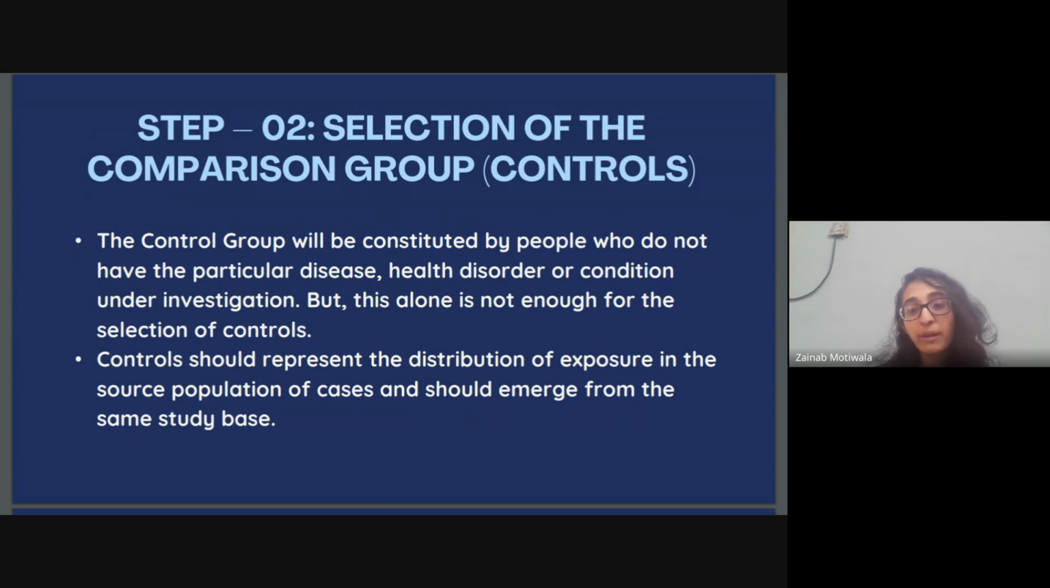Controls should represent the distribution of exposure in the source population of cases and should emerge from the same study base. Sometimes, for example, if someone does not have placenta previa or any other complications during pregnancy, we still need to make sure that they are from the same source and that some of them are smoking. Although we do not look at how many are smoking at this point, we should see whether they represent the source population.